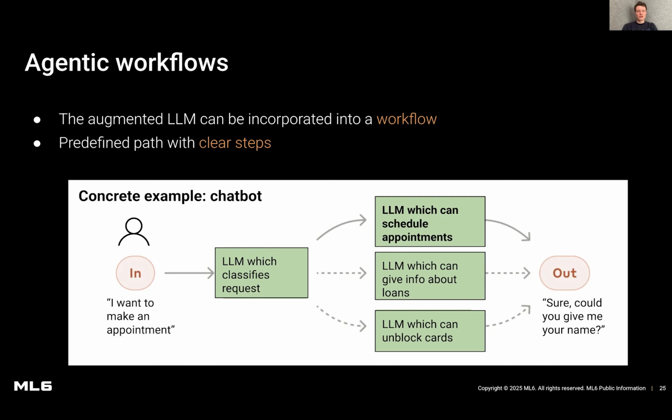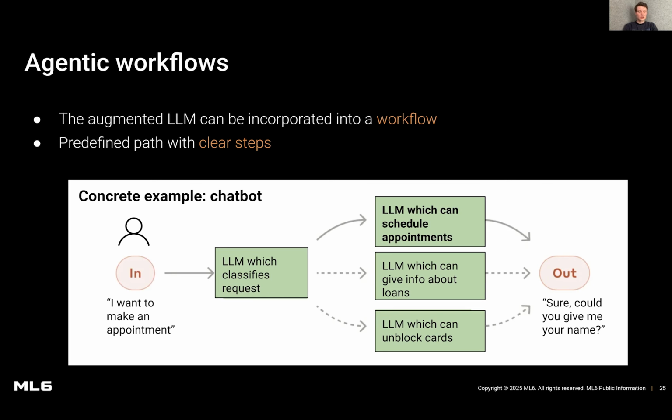And so if someone asks a question like, for example, I want to make an appointment, what is going to happen is the first LLM, the routing LLM, is going to forward that to the scheduling appointments LLM. And from that moment on, the user is basically talking to that LLM, and then it might generate the answer, sure, could you give me your name? Because it will need that in order to perform the tool call to the appointment API, for example.